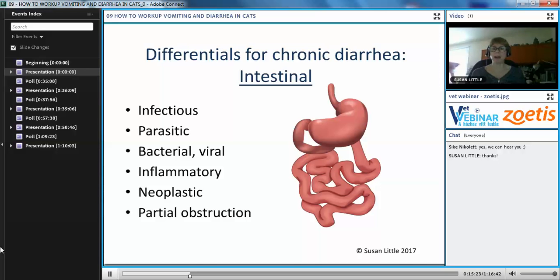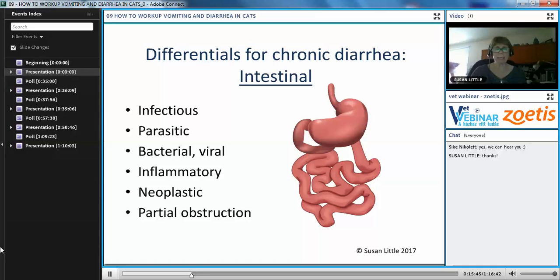So I would never, in a cat, rule out a foreign body based on how long the cat has had the clinical signs. Even in the literature, there are some well-documented cases of cats having chronic foreign bodies, and then eventually they were discovered and removed, and the gastrointestinal signs resolved in those patients.